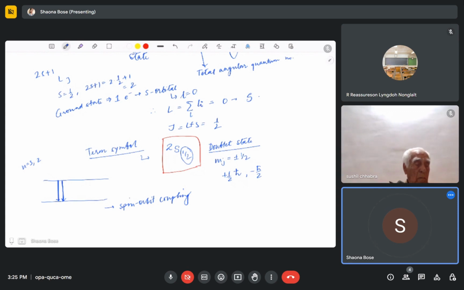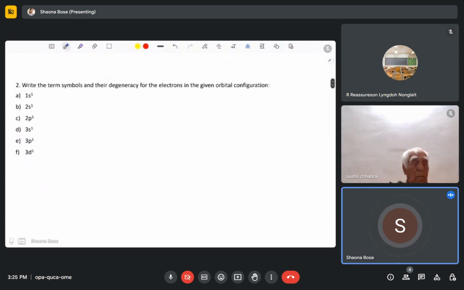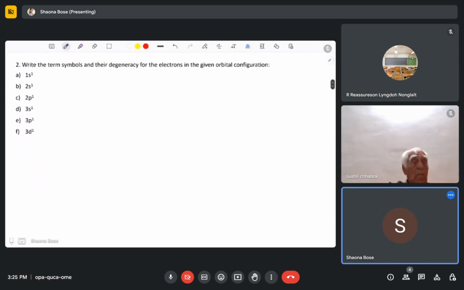Okay, so now let us go to our next question. Write the term symbols and their degeneracy for the electrons in the given orbital configurations.